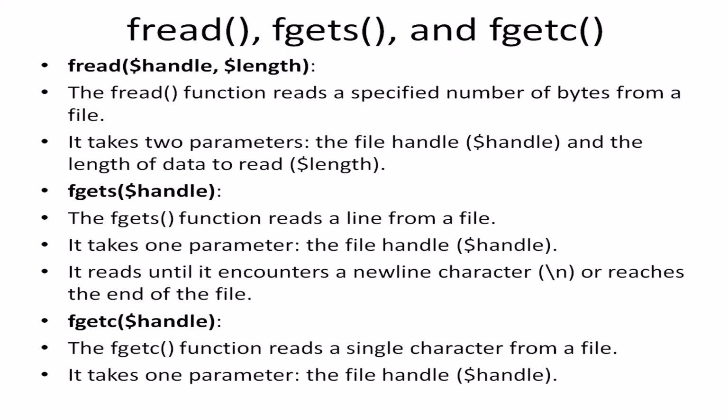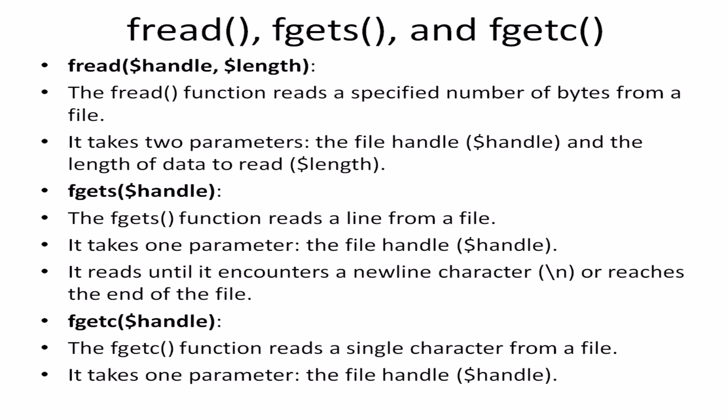Next one, fread, fgets and fgetc. Fread has the parameters handle and length. The handle is used to handle read, write and other kinds of operations. Fread is a function which reads a specified number of bytes from a file. It takes two parameters: the file handle, and the length of the data to read.